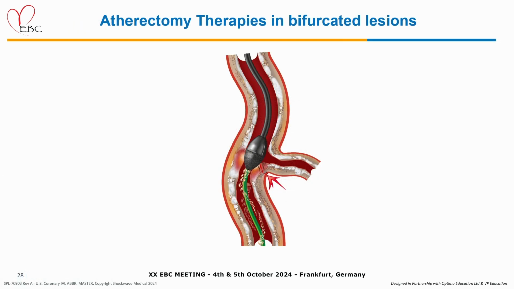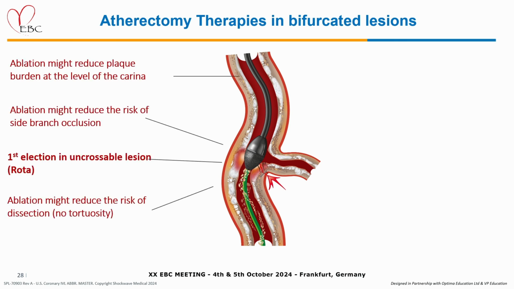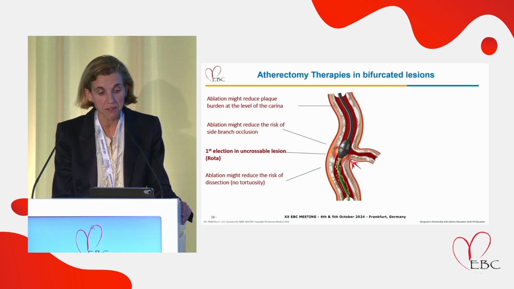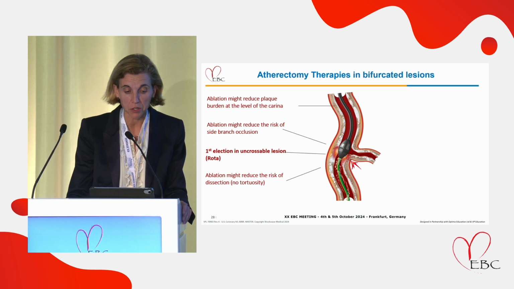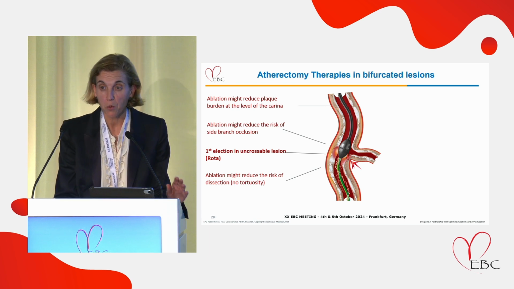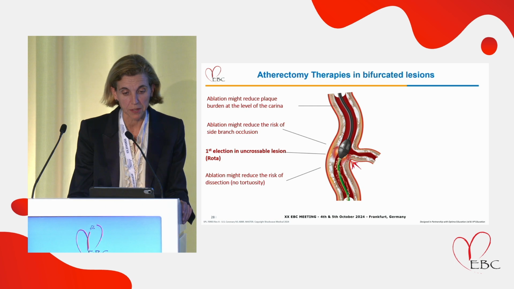So to me, atherectomy therapies in bifurcation lesions have some positive points. The ablation might reduce the plaque burden at the level of the carina. Ablation might reduce the risk of side branch occlusion. I think it's the first election in uncrossable lesions, ROTA. And ablation might reduce the risk of dissection when there is no tortuosity.